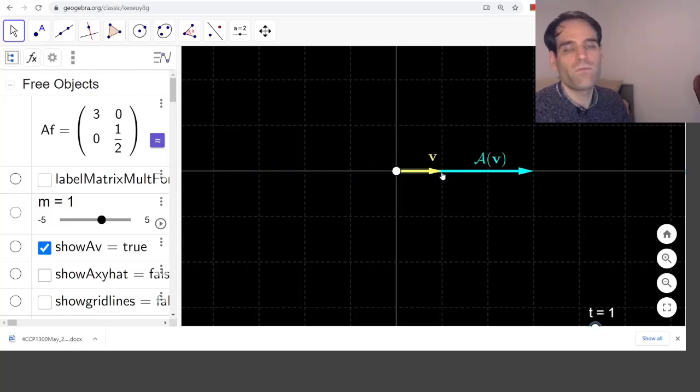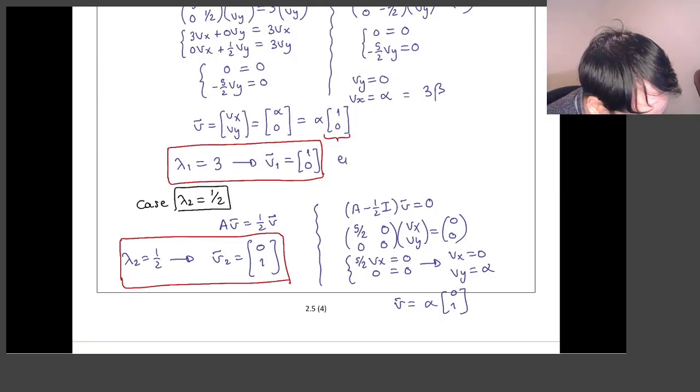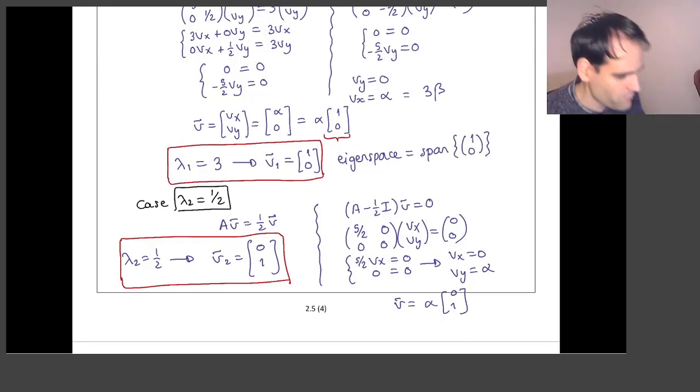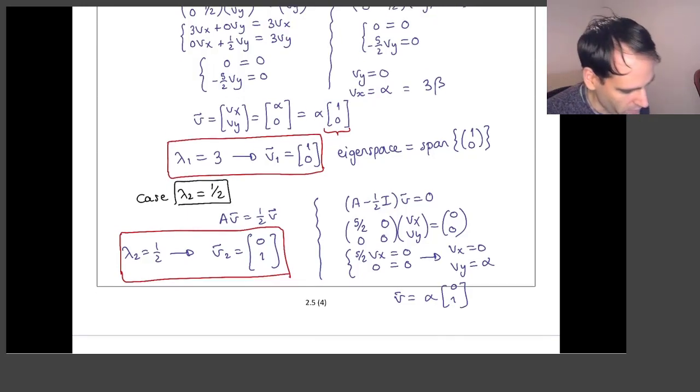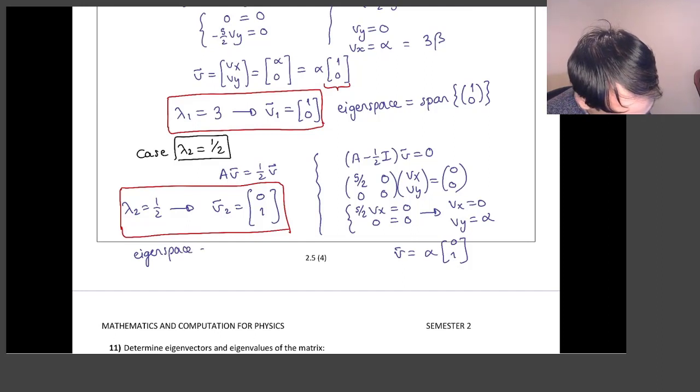Actually, the span of (1, 0) is what is called the eigenspace. So we could say that the eigenspace is the span of (1, 0). The span of the eigenvectors is what we call the eigenspace. And here we would also say that the eigenspace is the span of the vector (0, 1).